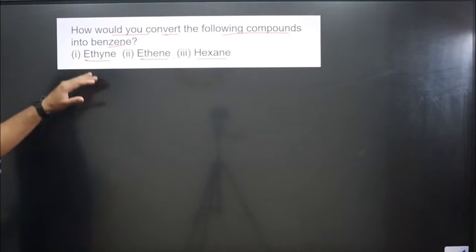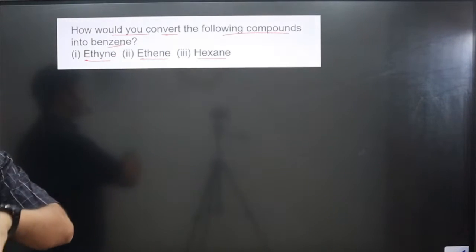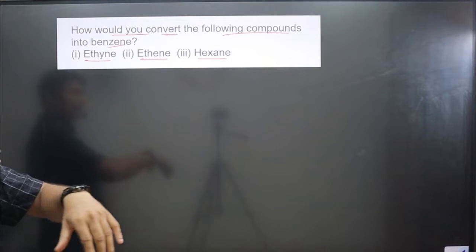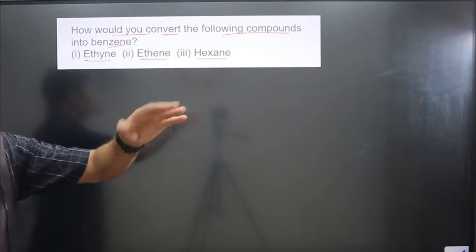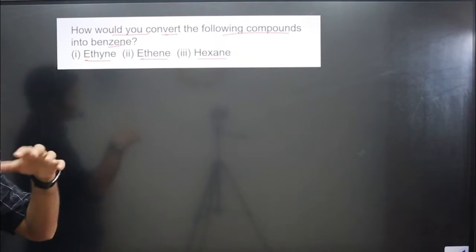You can see all these compounds are aliphatic by nature, and benzene is aromatic by nature. So we have to convert aliphatic compounds into aromatic, which means these compounds will undergo aromatization. How they undergo aromatization, we can do these reactions one by one.